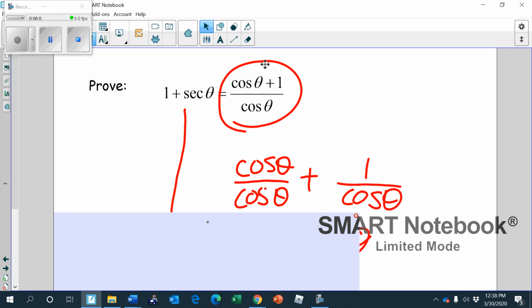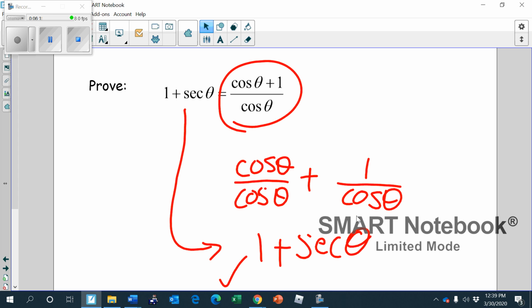I get cosine over cosine, right? Just cosine over cosine, plus 1 over cosine. So what's cosine over cosine? 1. And what's 1 over cosine? We can write that as secant. And there you go. You got it. That was it. All right, this becomes the 1. This becomes the secant, and that's exactly what I wanted.